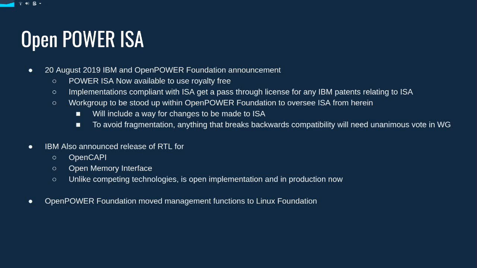Excuse me. So we're in the process of standing up a work group with the OpenPOWER Foundation to oversee the ISA, and so we'll actually have, I guess, effectively control and responsibility for the ISA from here on in. And that'll also include the ISA as it gets used by IBM and anyone else for building parts. It'll include a way for changes to be made to the ISA, and we're still working out the finer points of that. But one of the things that we're particularly keen to avoid is fragmentation. So as I'd mentioned earlier on, the OpenPOWER software ecosystem is really nice and mature.